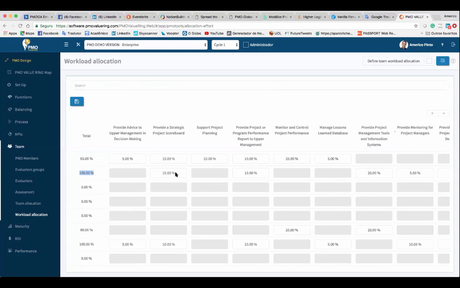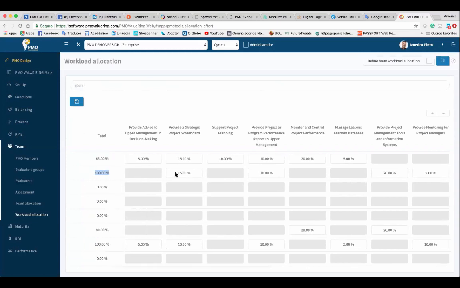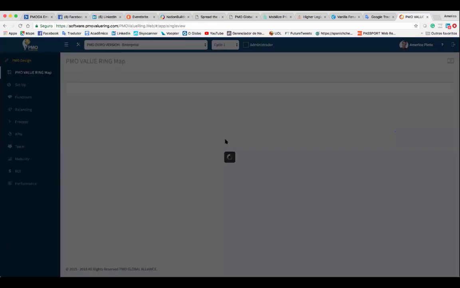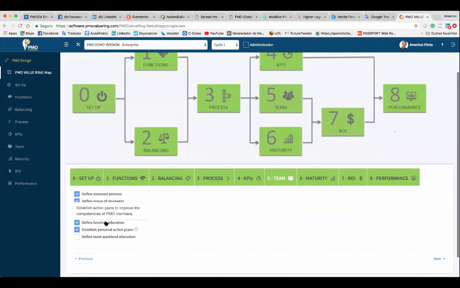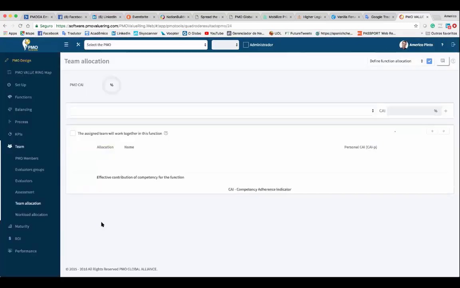Is it okay? So the objective is, when you finish it and you go back to the assignment screen, look, the assignment screen, let me show you.